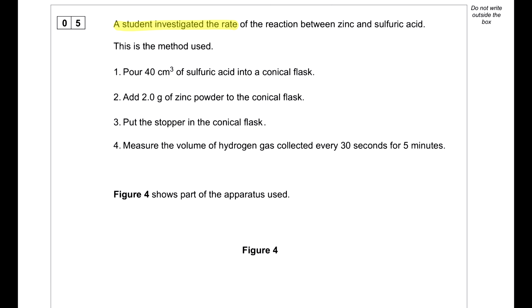A student investigated the rate of reaction between zinc and sulfuric acid. Pour 40 cm³ of sulfuric acid in a conical flask. Add 2 grams of zinc powder to the conical flask. Put the stopper in the conical flask. Measure the volume of hydrogen gas collected every 30 seconds for 5 minutes.